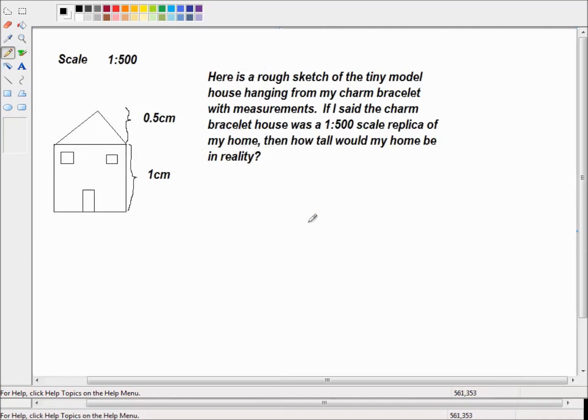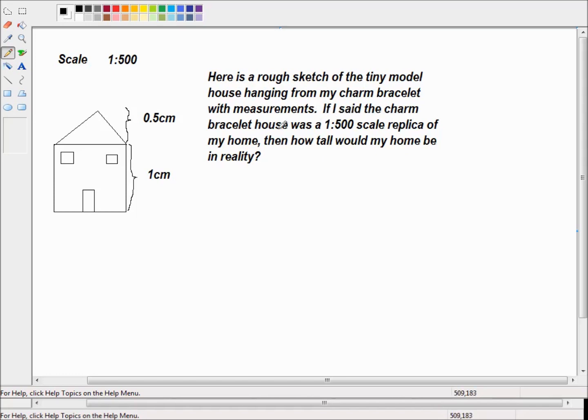Okay, once again you get to behold the awesome majesty that is my artistic talent. Alright, in this question we're told, here is a rough sketch, and I emphasise the word rough, of the tiny model house hanging from my charm bracelet with measurements. I should at this point for clarity say that I have no charm bracelet. This is purely hypothetical and this is purely a mathematical exercise. Any similarity to the real world is purely coincidental.